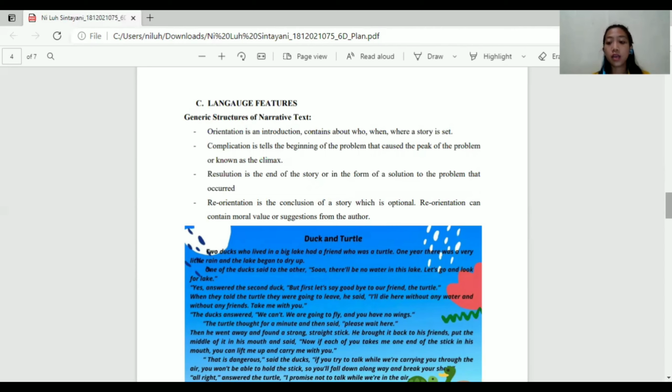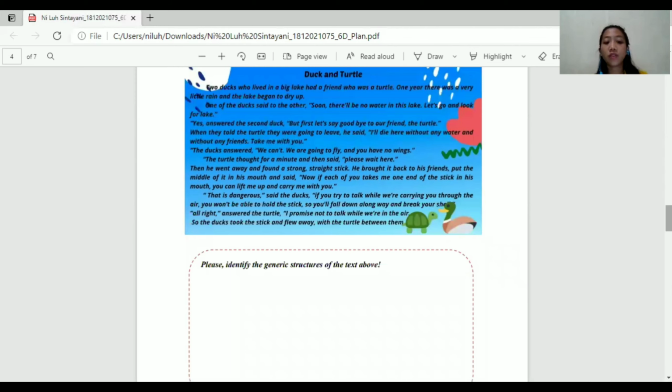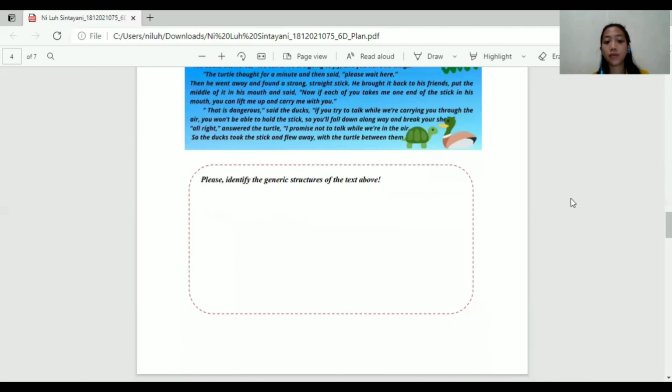And then I give the example of a fable story about the duck and the turtle. After that, the students can identify the generic structures based on the story. This is about the activity.